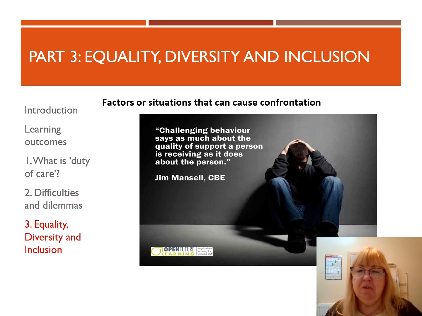It was a statement from Jim Mansell, who said, challenging behaviour says as much about the quality of support a person is receiving as it does about the person. So it's reminding you as workers that challenging behaviour doesn't just come out of the person. It can come from the support or the lack of support that they're getting, or the type of support that they're getting can cause that person to challenge.